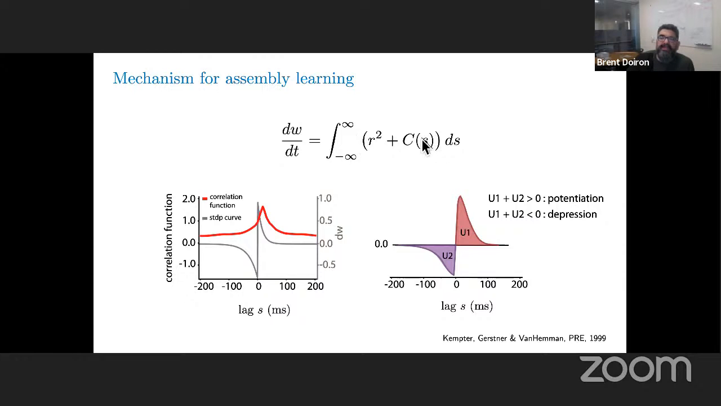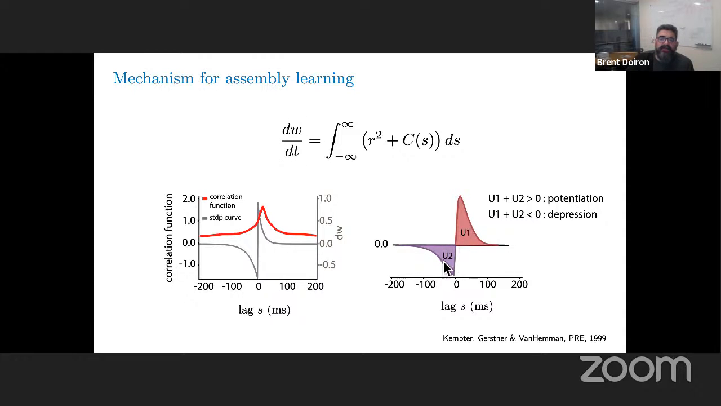In this equation, you should also have the plasticity rule. So this gray curve here is my plasticity rule. In order to look at the evolution of the weights, you have to multiply the plasticity rule times the correlation function, and you have to integrate over time. That looks at all possible pairings of pre and post, weighting them with the appropriate synaptic increase. And that gives us the overall evolution of the weights.